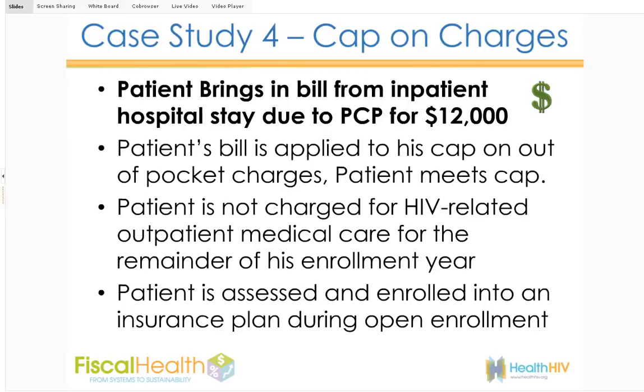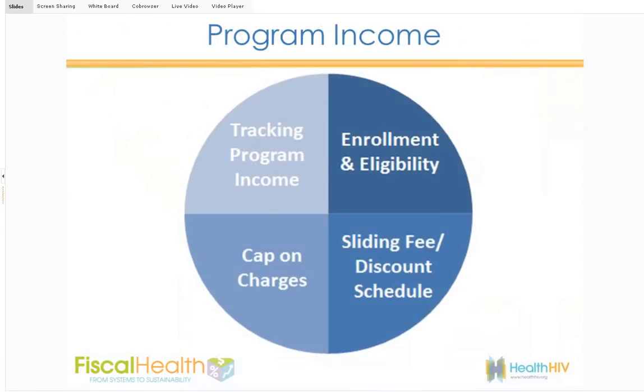And then you should have in your enrollment and eligibility files a tickler that when open enrollment comes, this patient needs to be assessed and enrolled in an insurance plan at that time. So that's how Ryan White would assist a patient in this scenario. So I do want to talk about program income just briefly because it kind of brings all of this together.